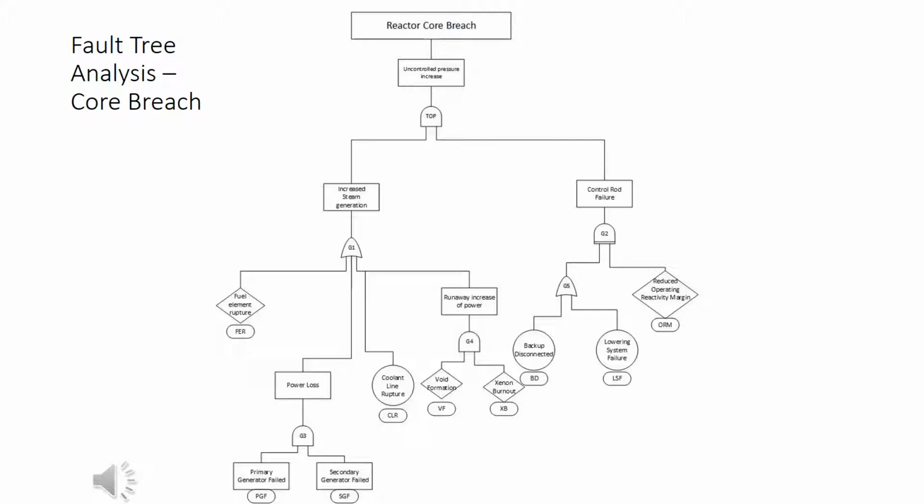The failsafe against the breach are the control rods. The control rods were ineffective due to an initial reduced operating reactivity margin that was not accounted for. There were not enough control rods in place at the start of the mishap. That, combined with the intentional disconnect of the backup system and a lowering system failure of the control rods, prevented the scram of the reactor.